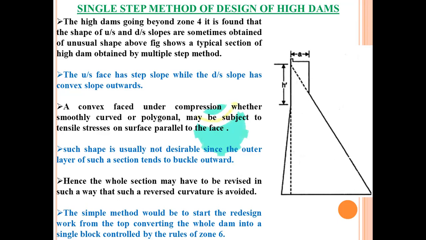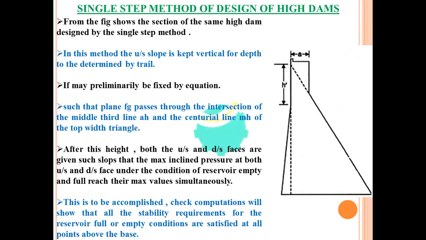The simple method would be to start the redesign working from the top, converting the whole dam into a single block controlled by the rules of zone 6. So if tensile stresses are maximum, then what will we do? We will revise the design by taking a single block controlled by zone 6, as discussed.